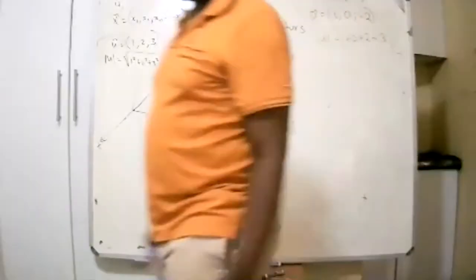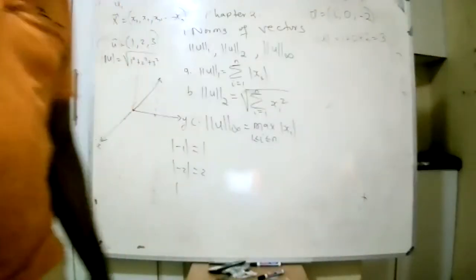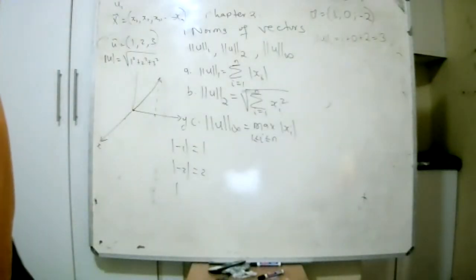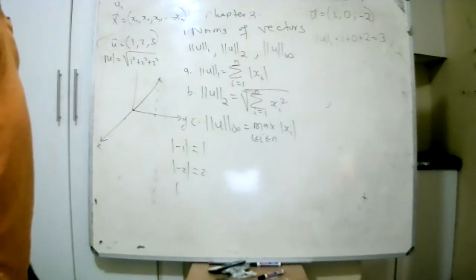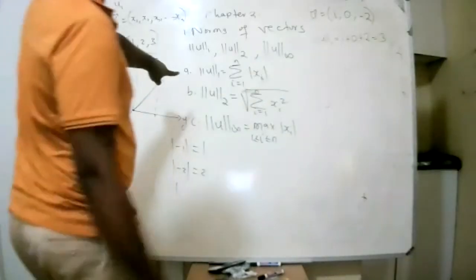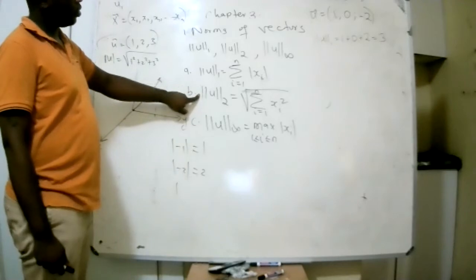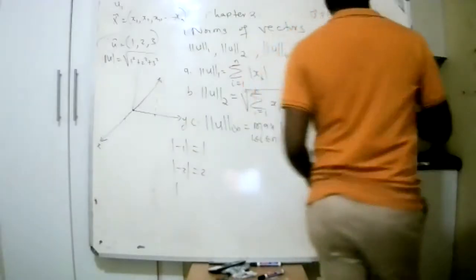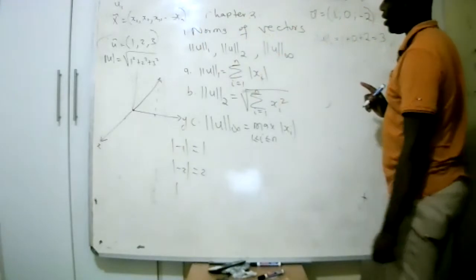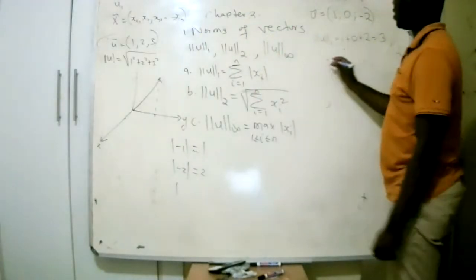So can we also do the two norm for that vector u? Two norm. This one. Okay, all right. This is how we take the two norm of that vector u.